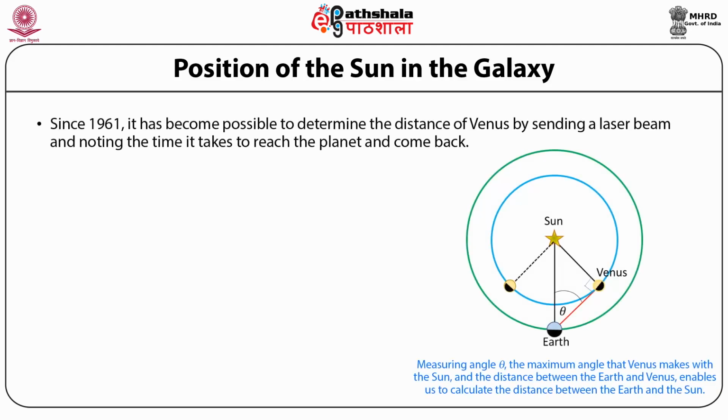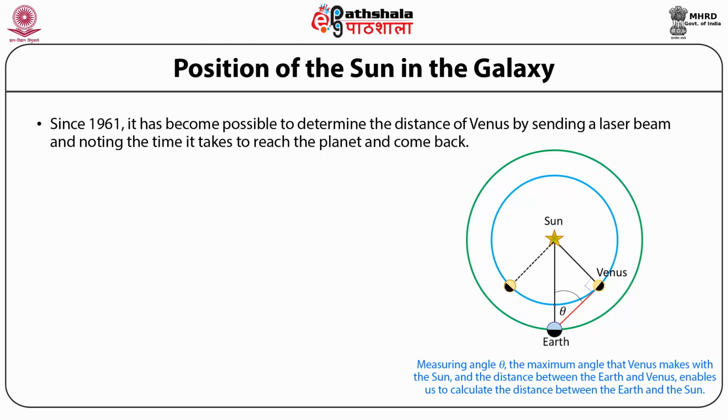Since 1961, it has become possible to measure the distance to Venus quite accurately by laser ranging, that is, by sending a laser beam, getting it reflected from Venus, and measuring the time taken by the beam for its total journey. In the given figure, you can see the measuring angle theta, the maximum angle that Venus makes with the Sun, and the distance between the Earth and Venus, which enables us to calculate the distance between the Earth and Sun.